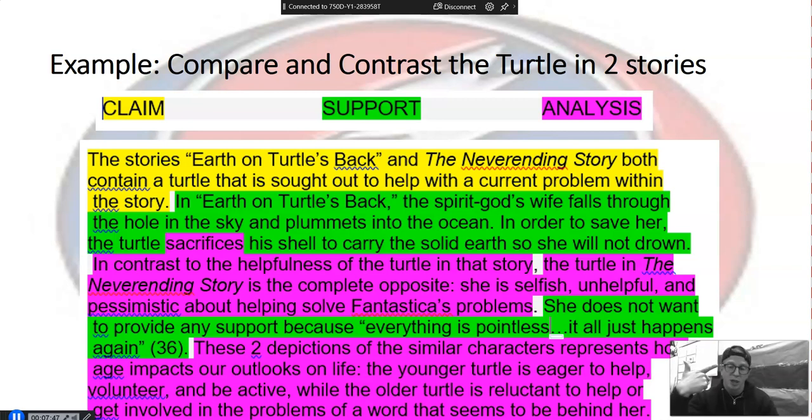Okay. Now we have support. Support is either summary or direct quotes from the text. In Earth on Turtle's Back, the spirit god's wife falls through the hole in the sky and plummets into the ocean. In order to save her, the turtle sacrifices his shell to carry the solid earth so she will not drown. That's a summary of what happens. For the second story, she does not want to provide any support because we have a quote. Because everything is pointless, it all just happens again.